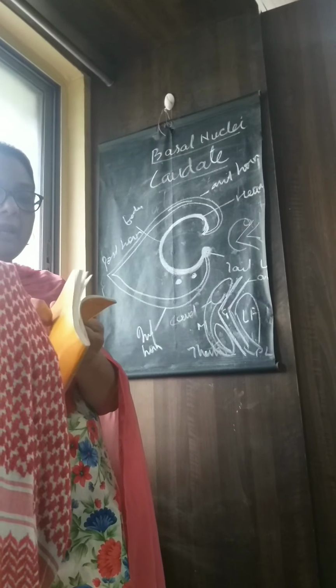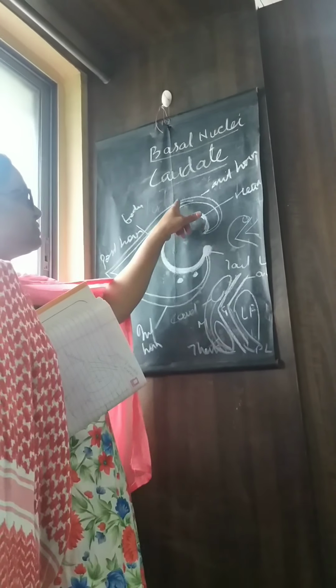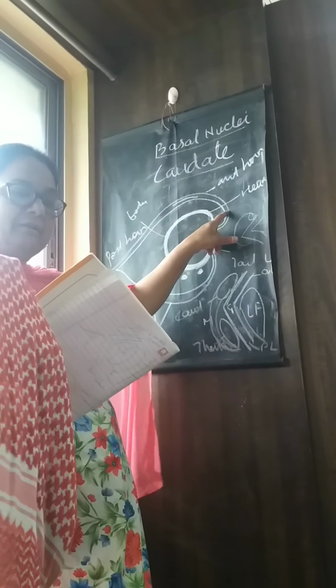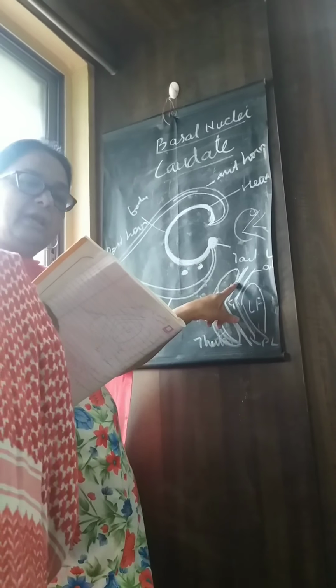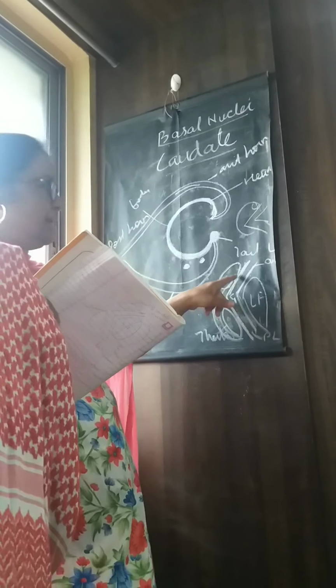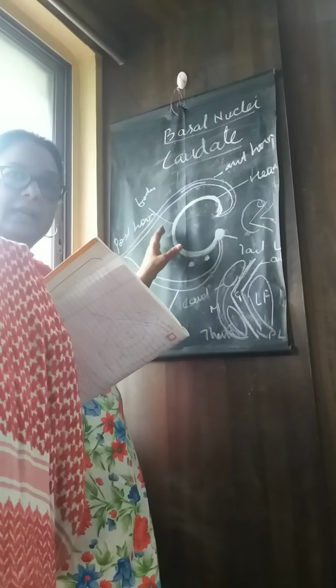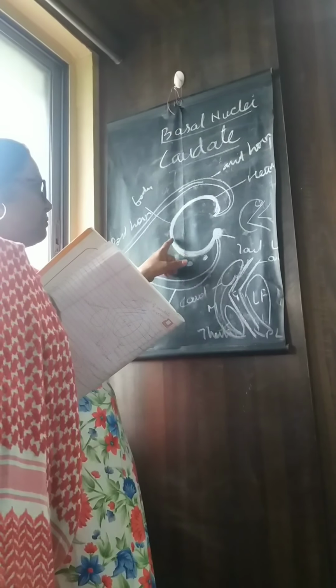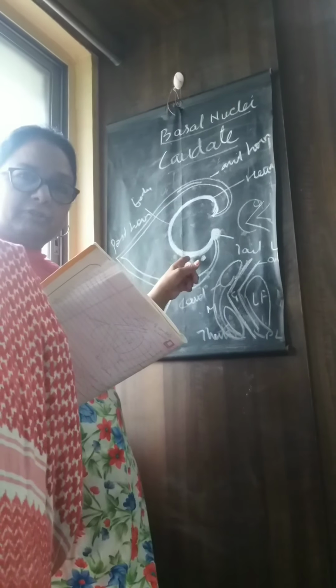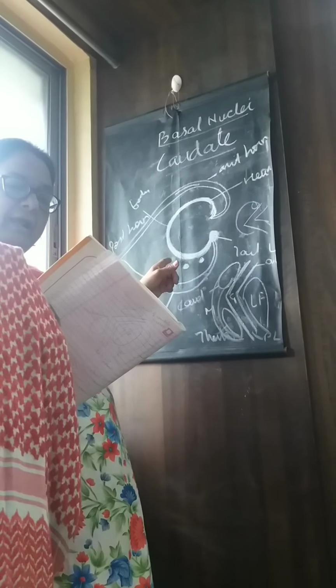Now we will see the relations of this head, body, and tail. The head of the caudate nucleus. Got it? The head of the caudate nucleus forms the floor of the anterior wall of the lateral ventricle and the medial wall of the anterior limb of the internal capsule. Then the body, it lies in the central part of the lateral ventricle. The body forms the floor of the central part of the lateral ventricle.